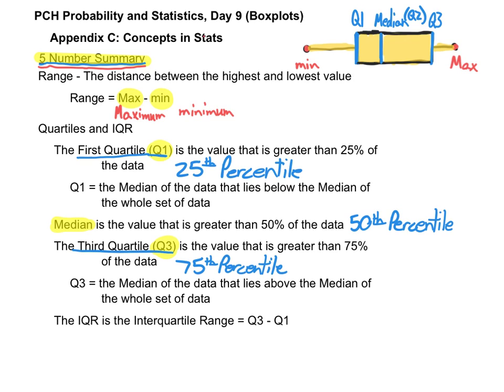Yes? The Q3 is greater than about 75%. So if the data is 1 to 100, the number in Q3 should be larger than 75. Wait, I'm not sure I understand. Say that again? I think you say Q3 is greater than 75%. So for example, 1 to 100, the number in Q3 should be bigger than 75.